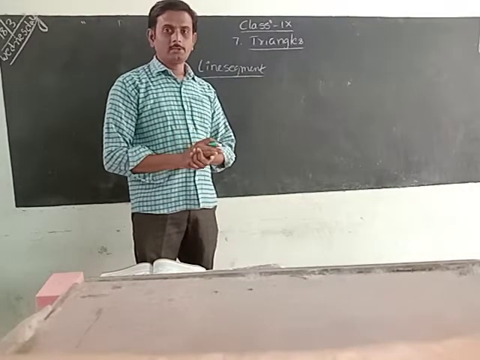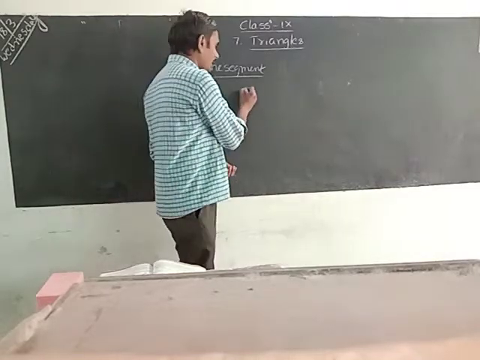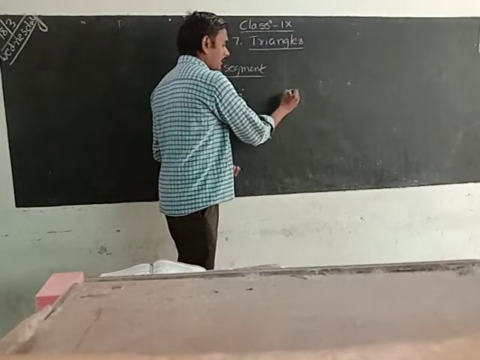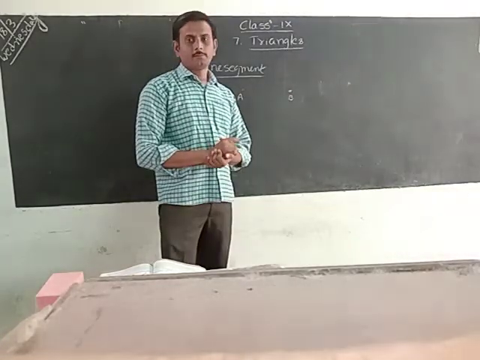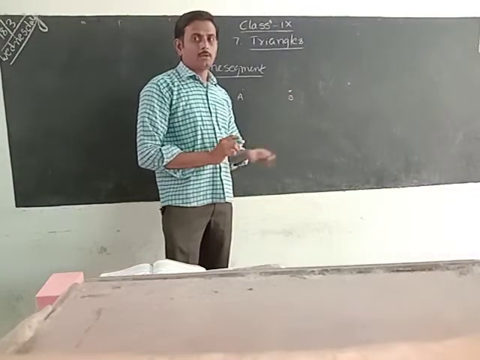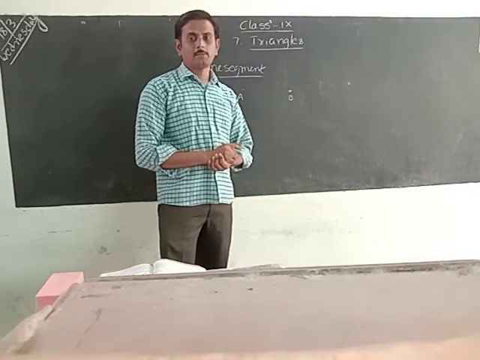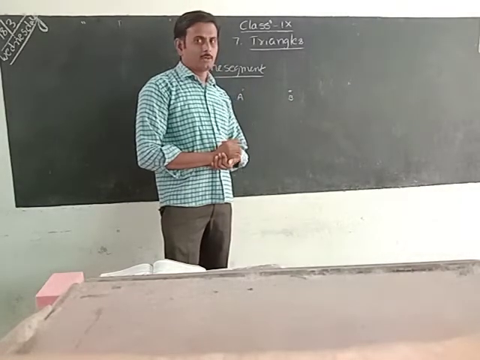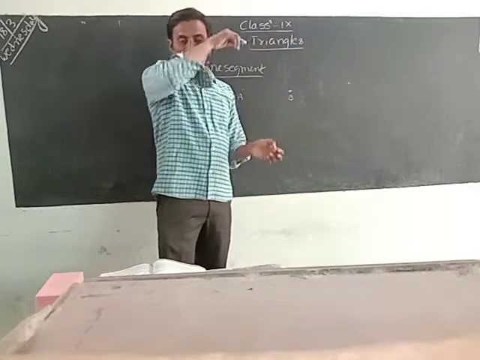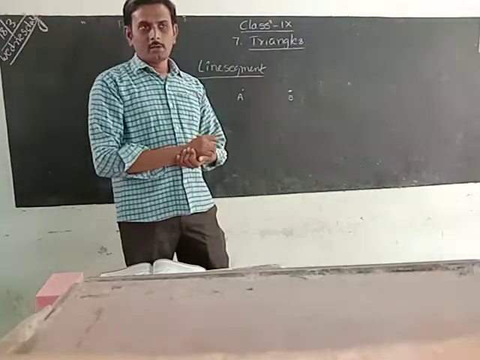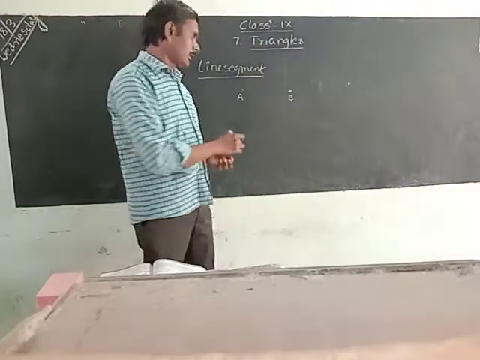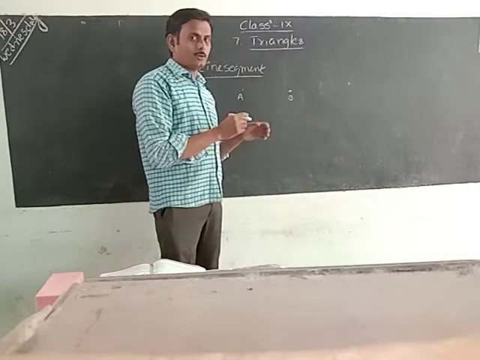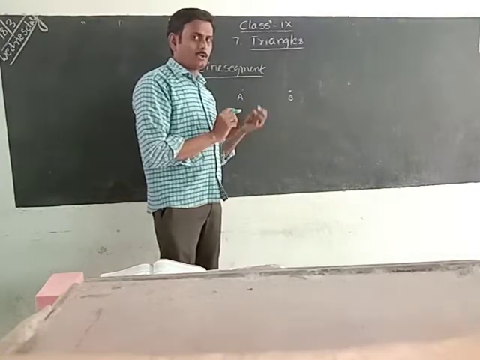Line segment means if you take any 2 points, I am taking 2 points here, A, B. The shortest path between A and B is called line segment. Okay, if you want to join A, B with a line, we can join in so many ways. And I will show you only 3 ways.